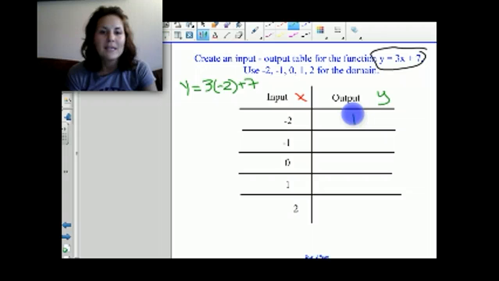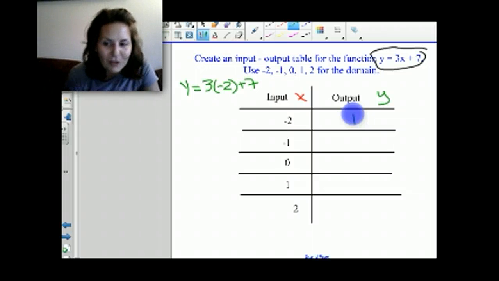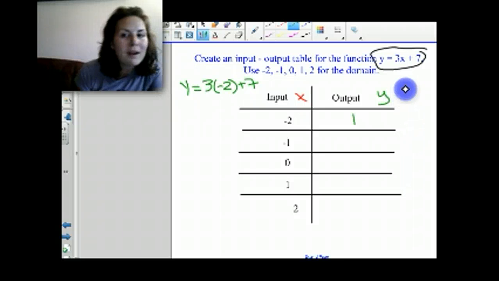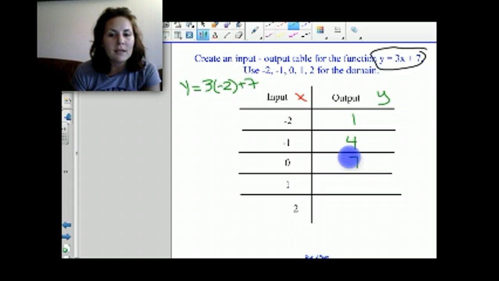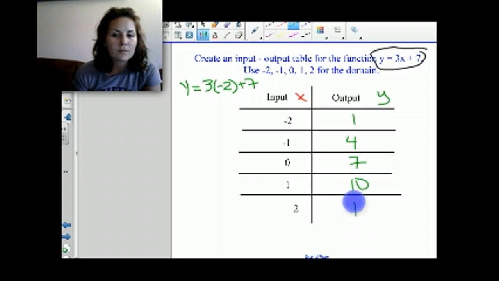My input is x. It's also my domain. It's also the independent variable. All of those describe the same thing. When I put in a -1, right, I get -3 plus 7 is 4. Put in a 0 and I get 7. Put in a 1 and I'll get 10. And if I put in a 2, I'll get 13.